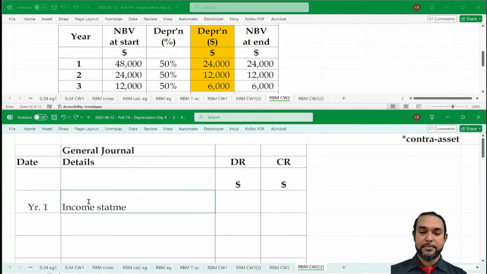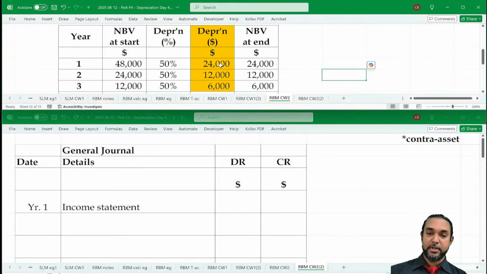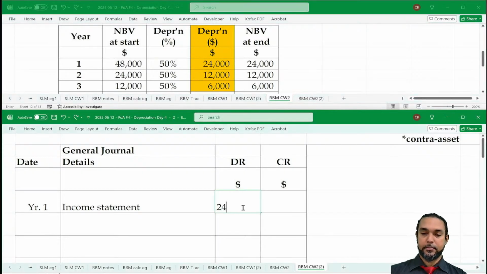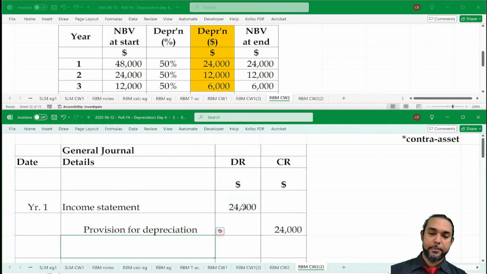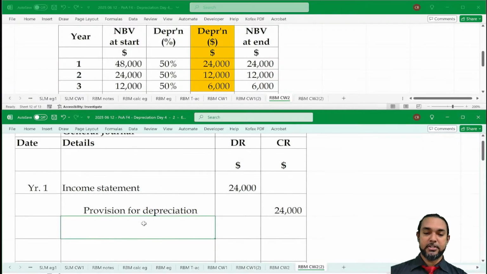So we're going to debit income statement, and the amount is 24,000. In year one, the depreciation charge is 24,000, so that's going to go here. And then the credit goes to the provision for depreciation account, and the figure is the same.